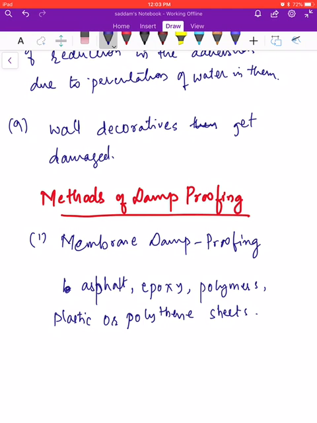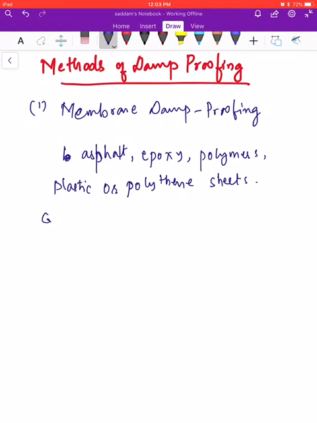So there are certain general principles which are to be followed, to be observed while damp proofing.